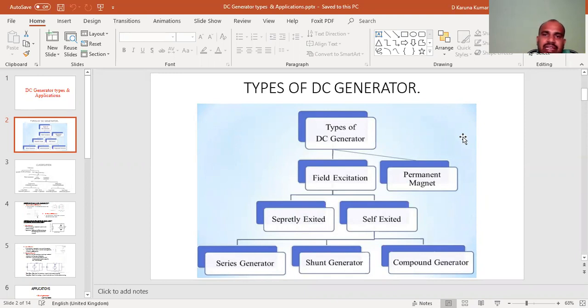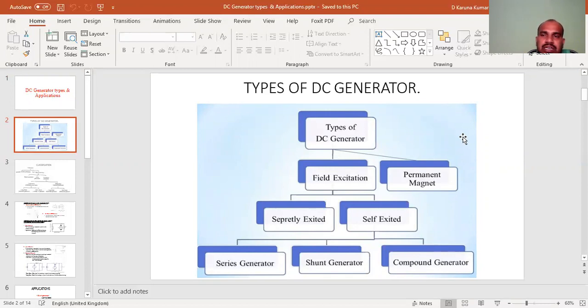Okay, in the separately excited generators, the field winding and the armature winding are separate. And again, the self-excited generators have three types. The first one is series generators. The second one is shunt generators. The third one is compound generators.